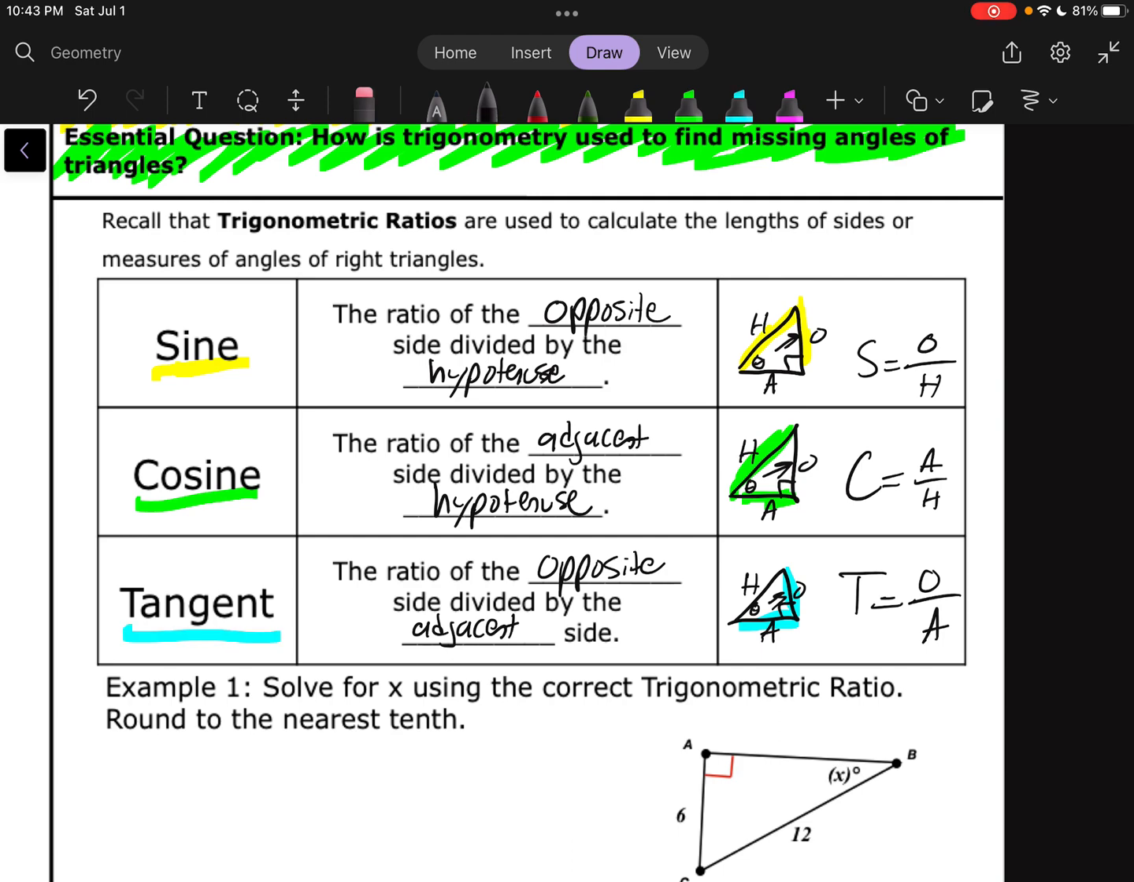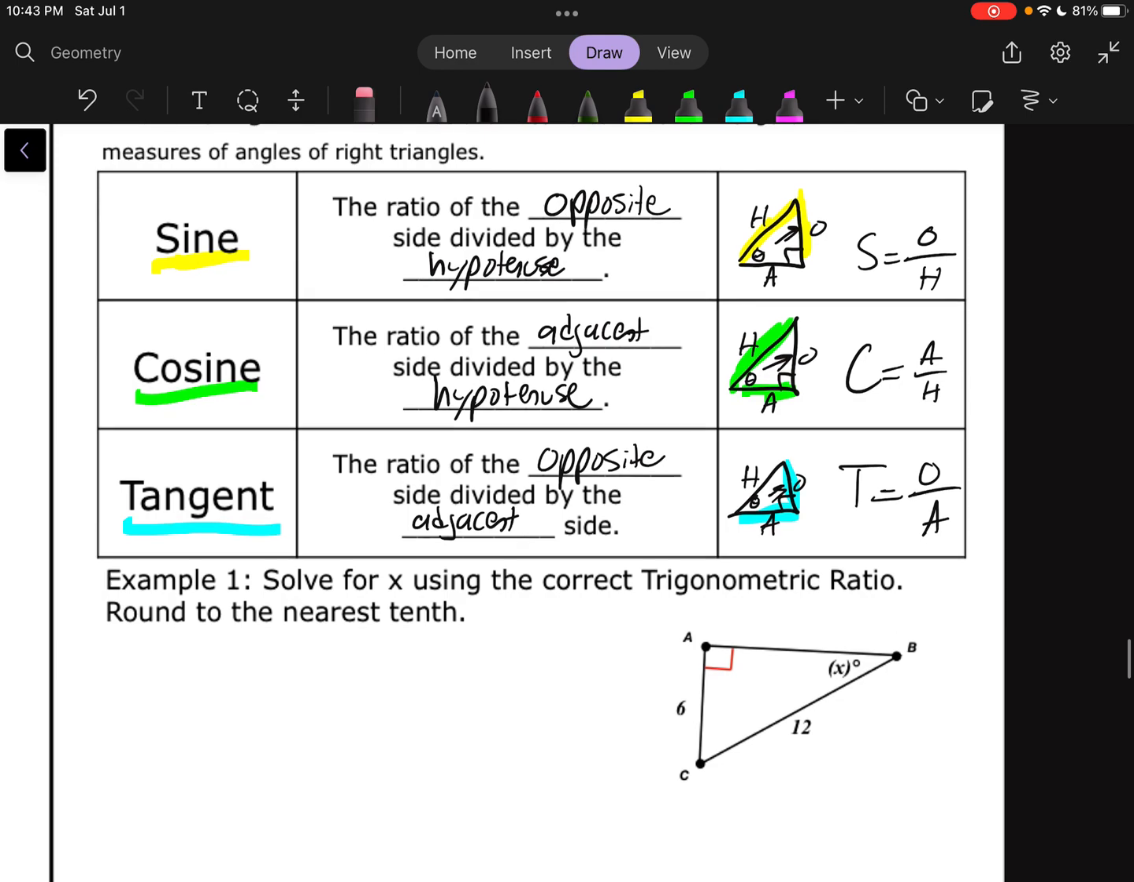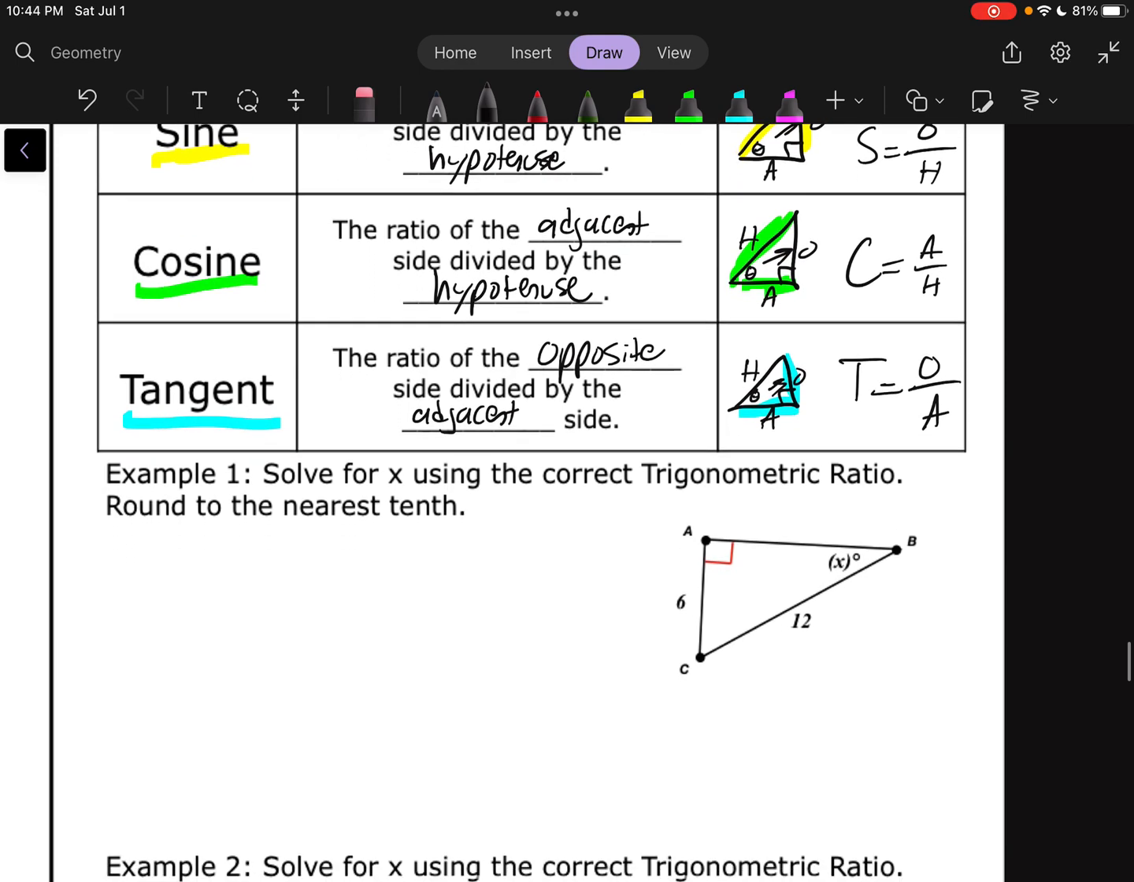So as long as we can remember which trig ratio to be using for these different scenarios, we're gonna be flying through this today. So example 1, solve for x using the correct trig ratio. Okay, so check this out. This time our x is the angle, right? That's the twist for today. We were trying to find the angle. Well, we still start off the same way. Draw your arrows from the starting angle, that's your opposite. Draw your arrow from the right angle, that is your hypotenuse. The last side is the adjacent side.